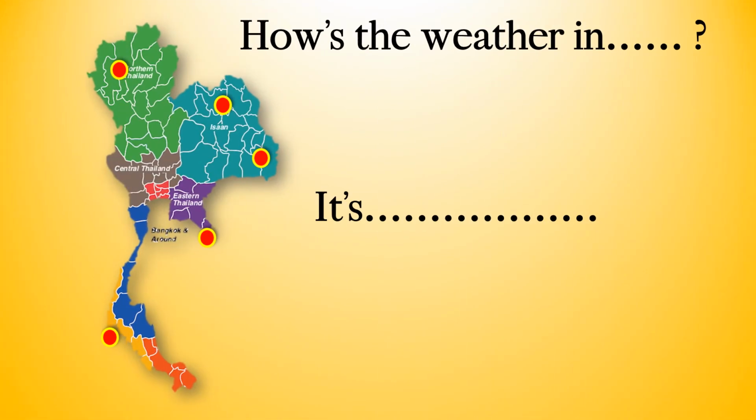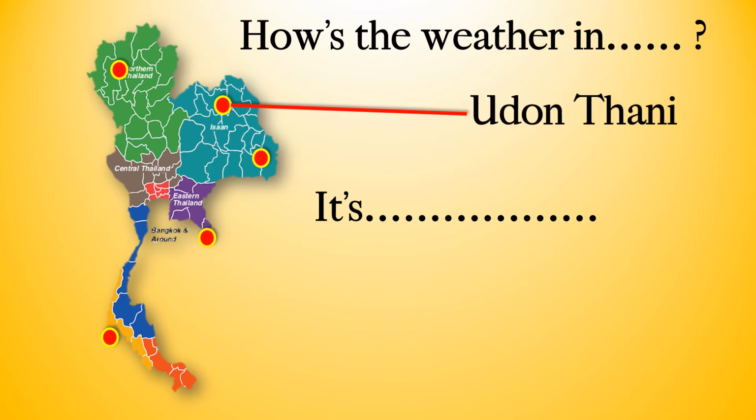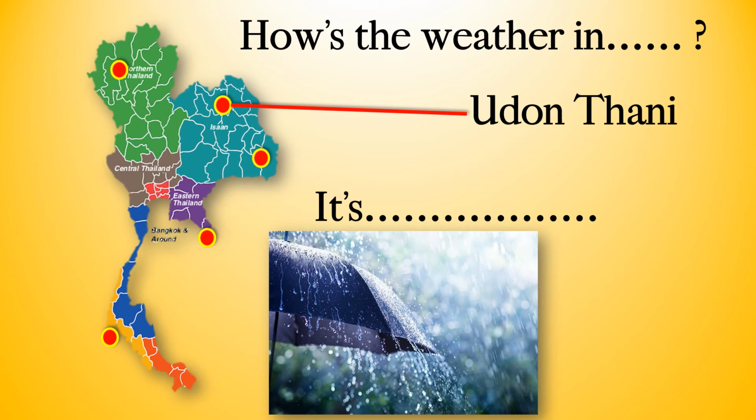How's the weather in, oh, where's this? Where's this? Do you know? How's the weather in Udon Thani? It's, what's this one? It's rainy. It's rainy. Okay, next one.